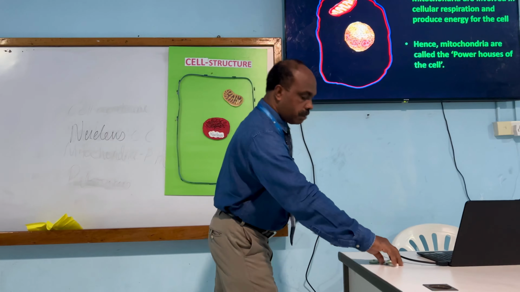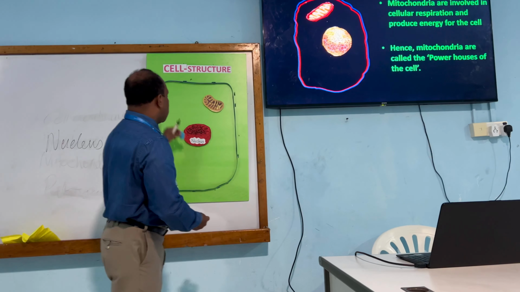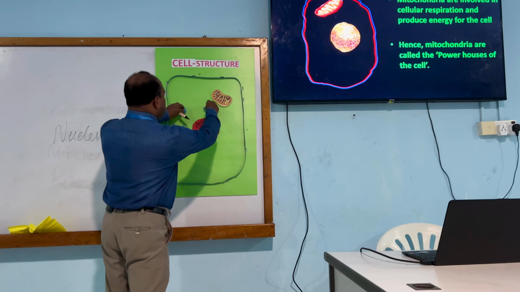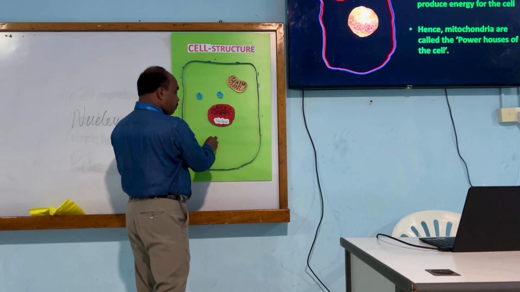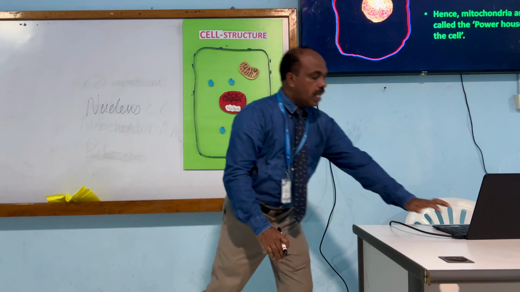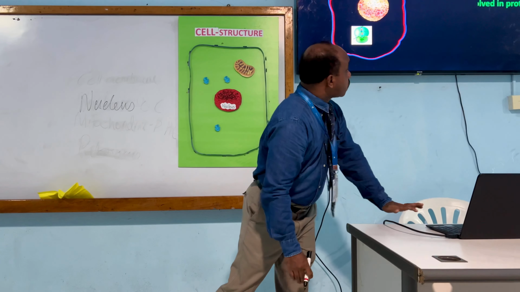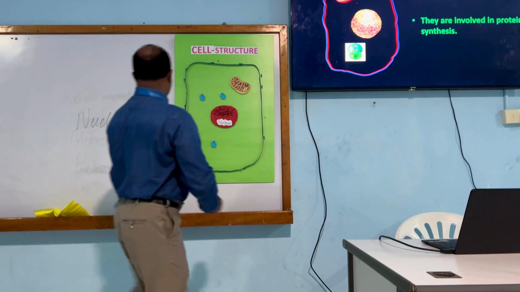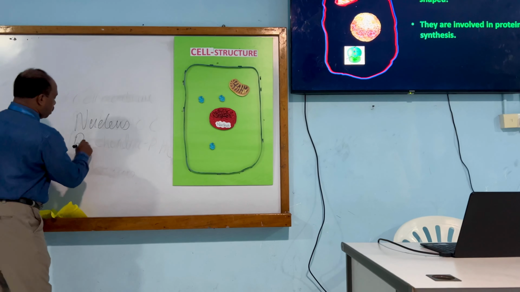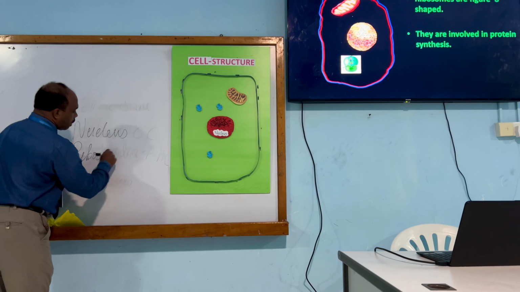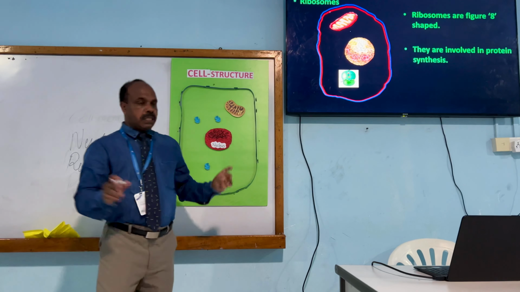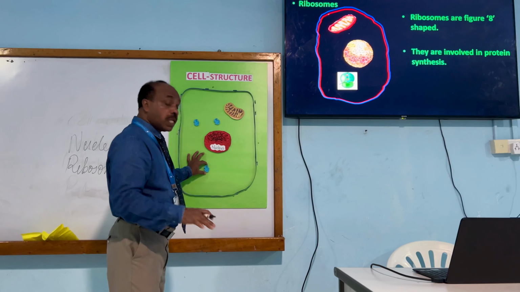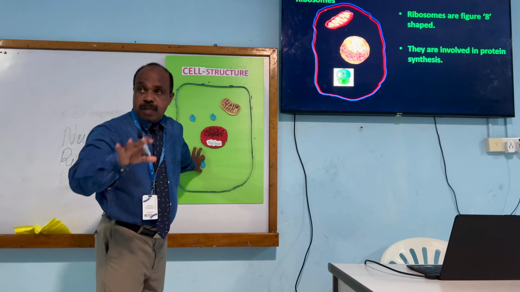Then, apart from this mitochondria, every cell is also provided with some structures which are comparably smaller in size and are figure 8 shaped. Those figure 8 shaped structures are called ribosomes. What are they called? Ribosomes. These ribosomes are involved in protein synthesis. So what is the role of ribosomes? Ribosomes are involved in protein synthesis.